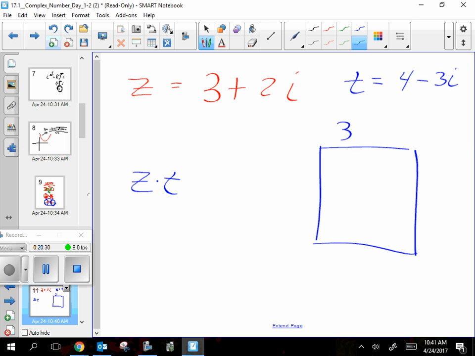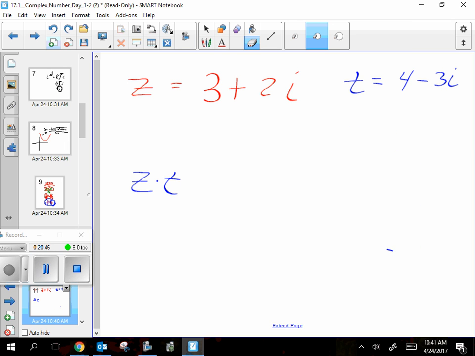Let's say they gave you this and they said this is 3 plus 2i and this is 4 minus 3i. What's its area? Well, basically that means do that one times that one. So go ahead, multiply them out and tell me what you think the answer is. They would probably have to put in some kind of clarifier that in the imaginary number system, this square has an imaginary area of what? Because I think it's going to have an i in it.